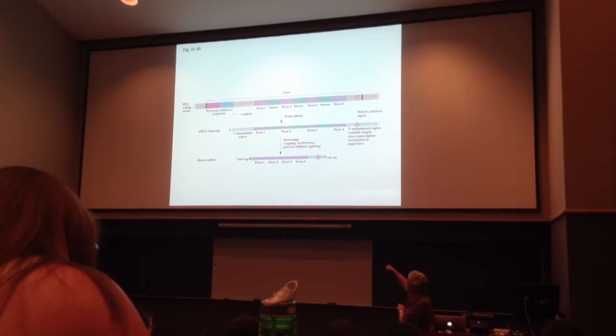But eventually, when the gene is shut off or the protein's not needed, right, in order to stop the synthesis of that protein, you have to get rid of that messenger RNA. Because if it's there, the ribosomes translate it. So by being degraded like that, it adds a half-life to that.